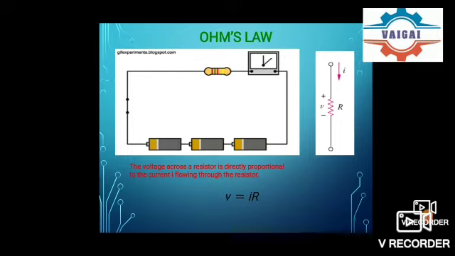What is meant by resistance? Resistance is the opposition offered to the flow of current. So, according to Ohm's law, the voltage across the resistor is directly proportional to current, V is proportional to I, that is V equal to IR. Mathematically, Ohm's law is V equal to IR.